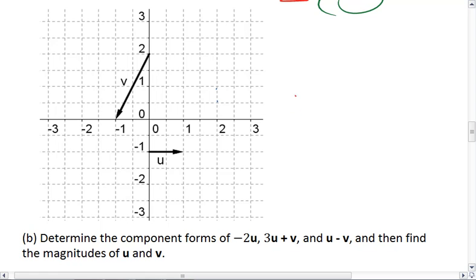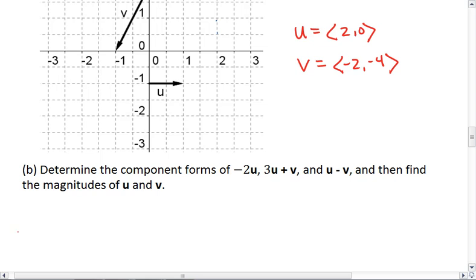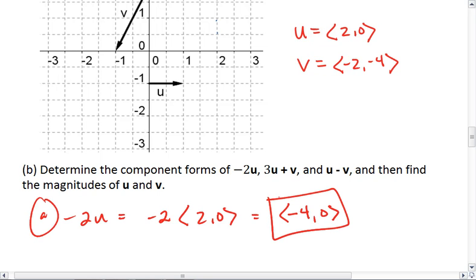Alright, first things first, I know that u's component form is 2, 0, because we're going 2 to the right and we're not going up or down. V's component form is negative 2, negative 4, because we're going 2 to the left and then 4 down. This will help me for these questions. Alright, for negative 2u, that's going to be negative 2 times the vector 2, 0, which is going to be negative 4, 0. And indeed, that's what I found when I sketched out negative 2u.